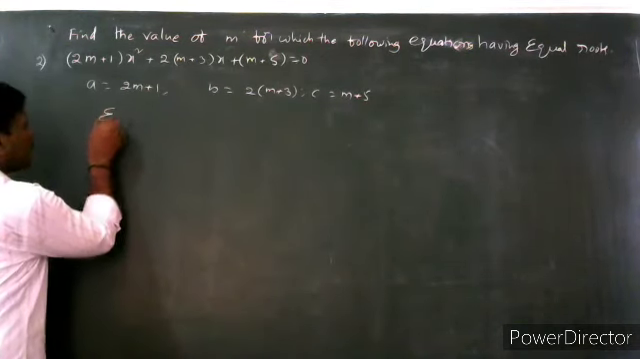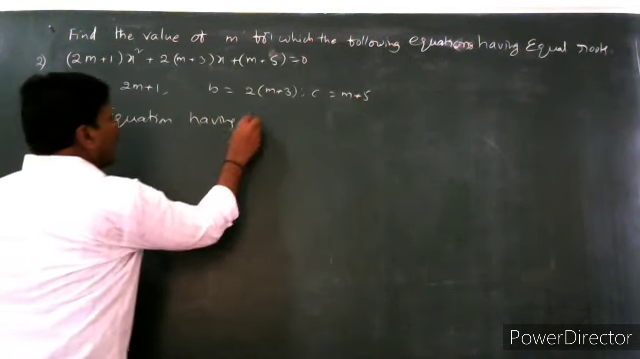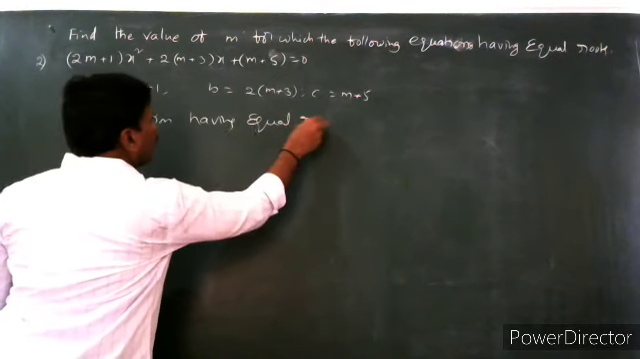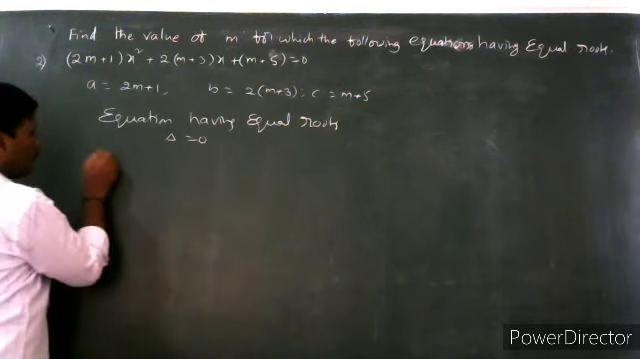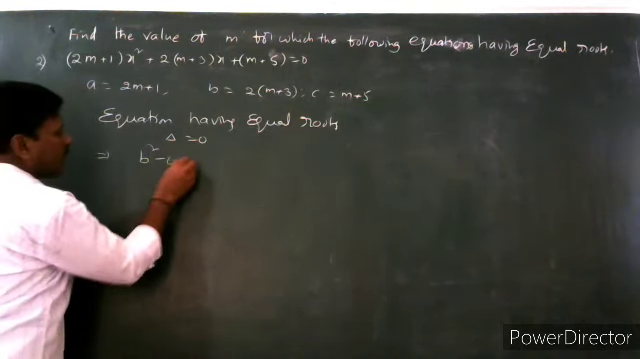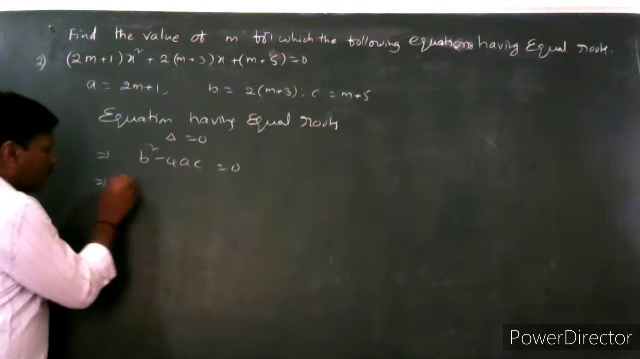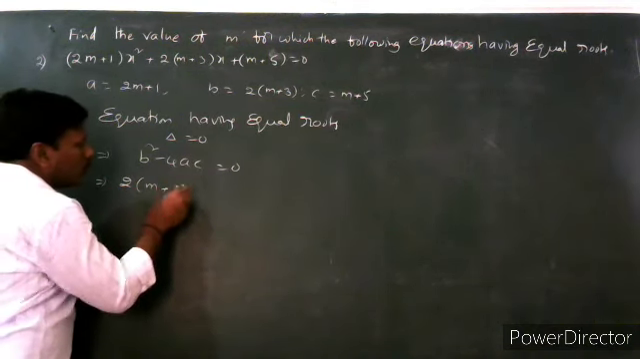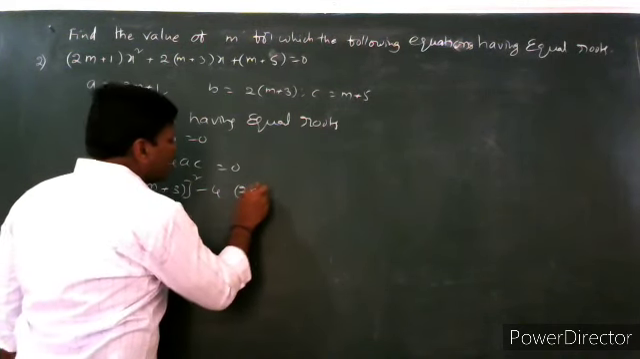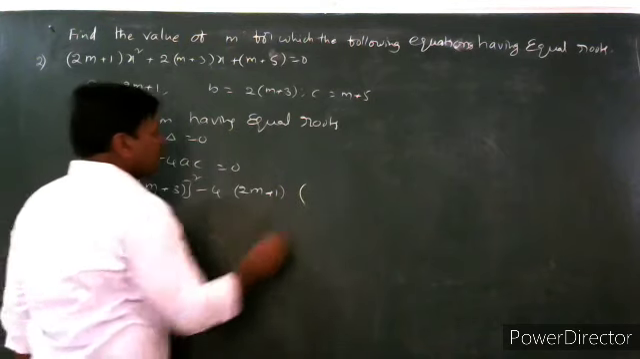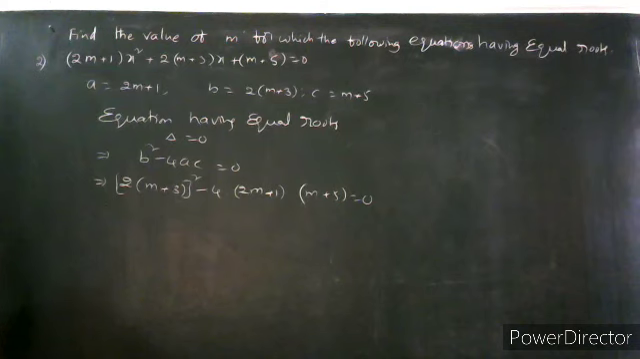Here the equation having equal roots, so delta is equal to 0. That implies b square minus 4ac is equal to 0. What is the value of b? b means 2 into m plus 3 whole square minus 4 into a, which is 2m plus 1, c, which is m plus 5, is equal to 0.